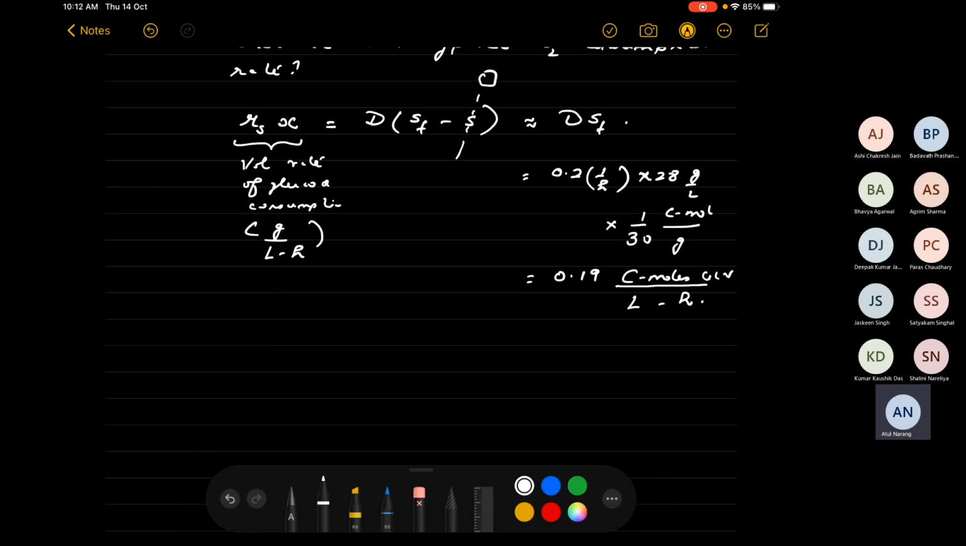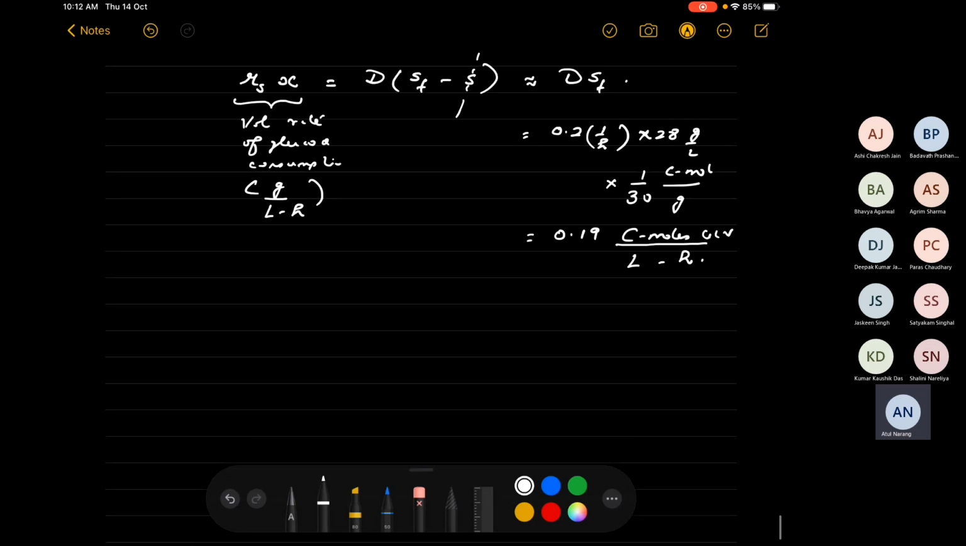If you wanted to do it in grams per liter per hour, you can see it's basically 1/5 of 28. So you know right away that it's about 6 grams per liter per hour. But if you want to do it in C-moles, then you have to divide 6 by 30, and that gives you 0.2 C-moles of glucose per liter per hour.